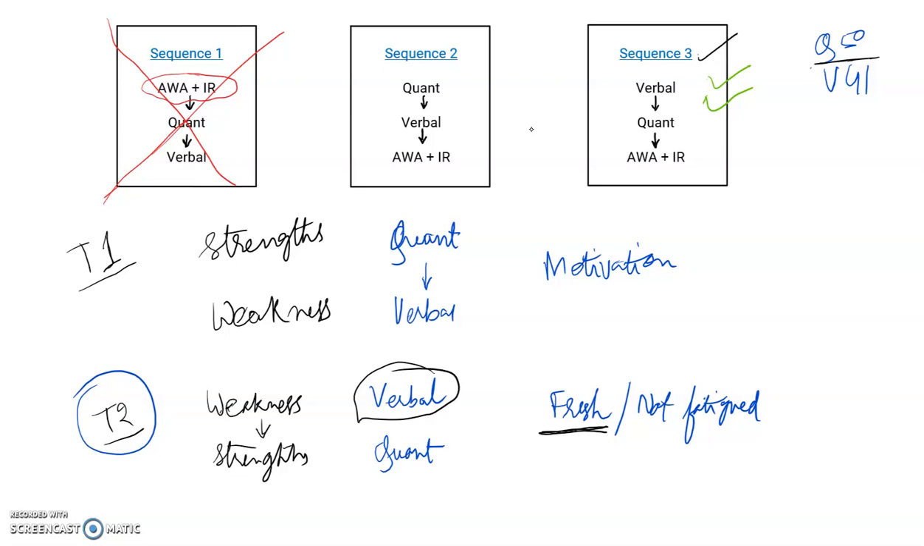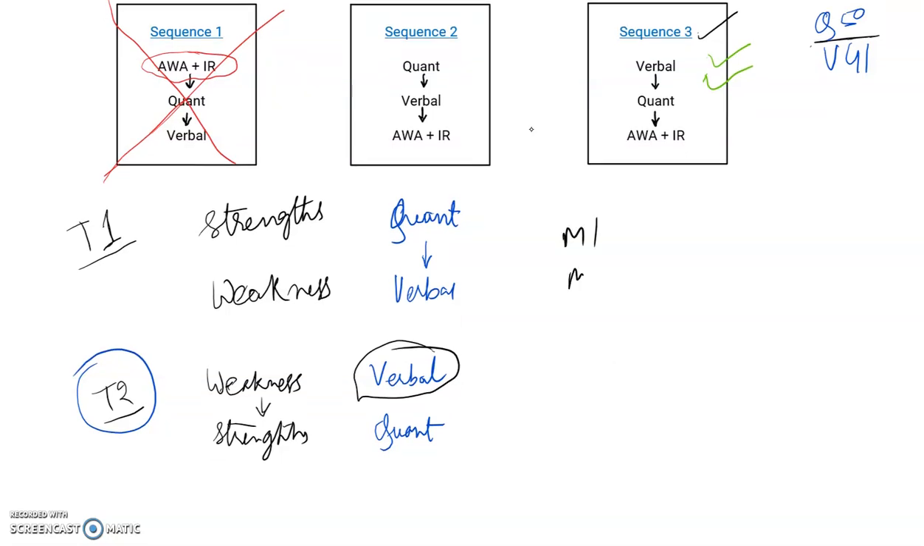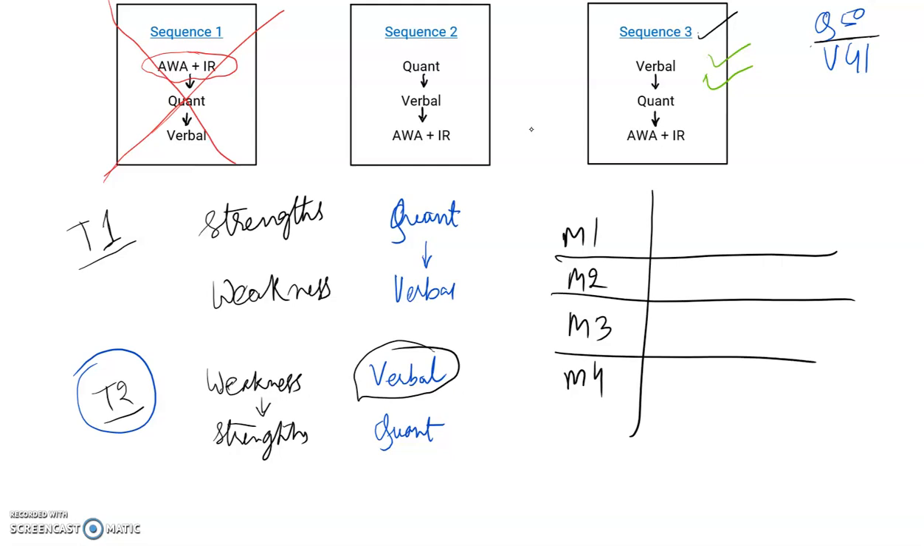Now, what is the best way to find which one works for you? The best way to do that is, I'm going to write it here and explain it for you. You simply take 4 mocks. Let's say mock 1, mock 2, mock 3, and mock 4. Let me make it very simple for you. In mock 1, you try following school of thought 1. Then in mock 2, you try the second school of thought. See which one of these two is better, whether T1 suits you more or T2 suits you more.